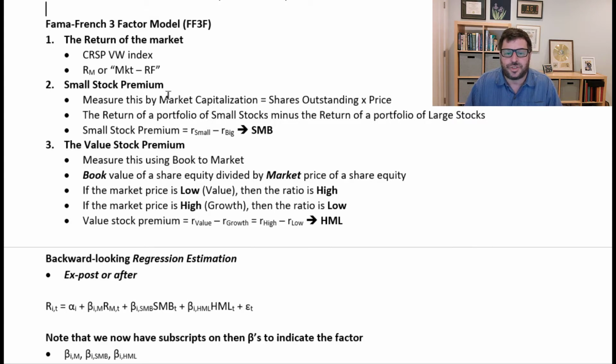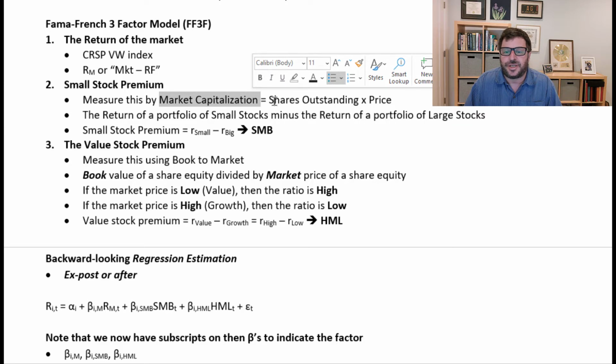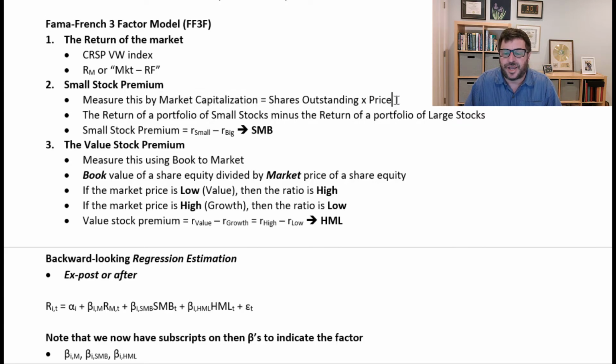And the way this works is they measure this by market capitalization. They take the shares outstanding times the price, and they calculate this for all 4,000 stocks, and then they rank them. The top third are the largest and the bottom third are the smallest, and they take the return of the portfolio of small stocks and the return of the portfolio of big stocks, and they call this SMB, or small minus big. And so this number is a return minus a return, and so it's a return. And it tells you the return to a portfolio in every month of small stocks relative to a portfolio of big stocks.